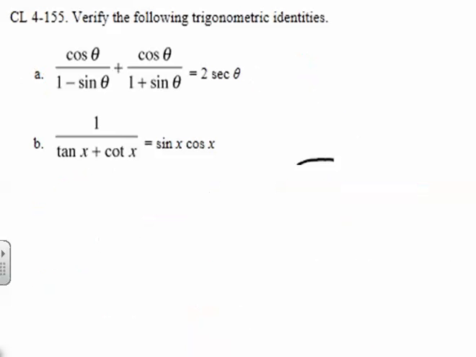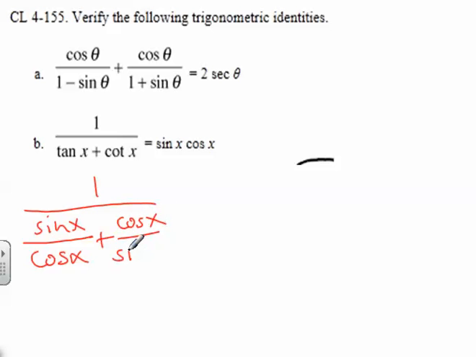All right, let's take a look. Okay, let's change these tangents and cotangents into sine and cosine. So that leaves me with sine x over cosine x in place of the tangent. In place of the cotangent, that would be cosine x over sine x. Now, I wish they had a common denominator, but they don't, so I'm going to need to make that happen by multiplying this by sine over sine, and this one by cosine over cosine.